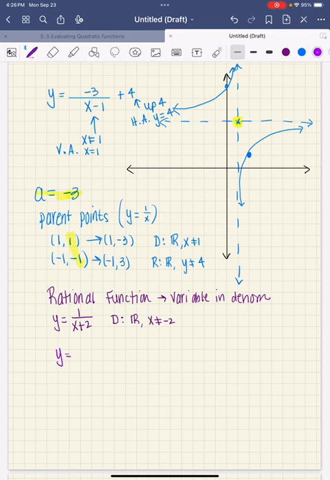Y equals 3x over x minus 6. I could care less about the 3x. The 3x has no effect on the domain. What I care about is the denominator. If x is 6, that's a problem. So the domain is going to be all real numbers, x can't be 6.